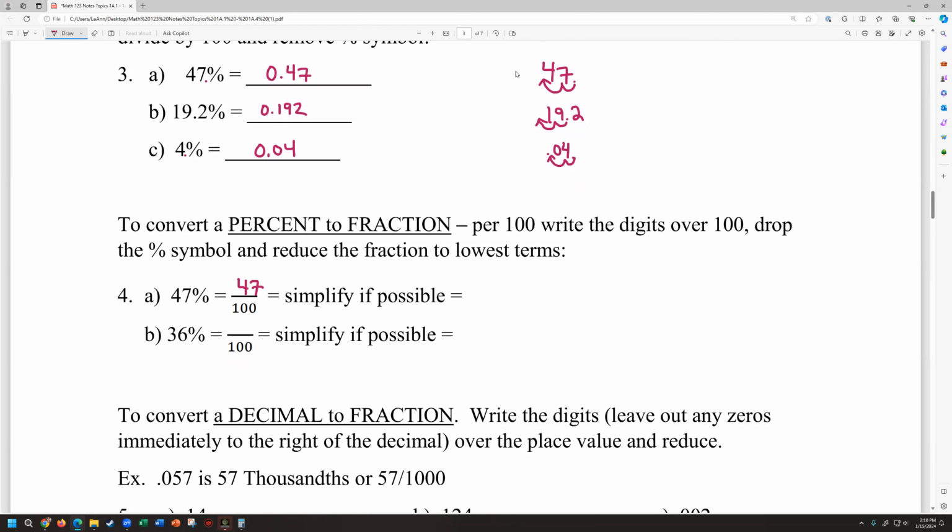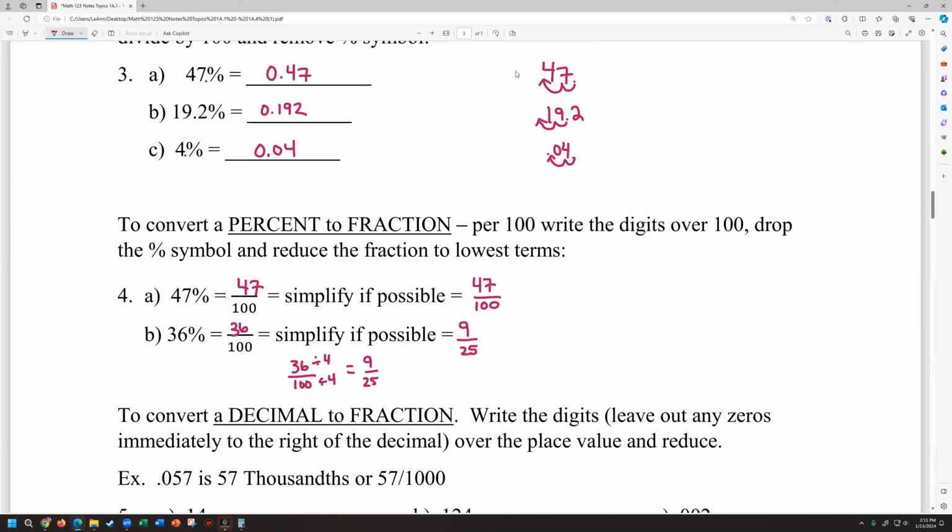So 47 over 100 is actually already reduced. There's nothing that goes into 47 that also goes into 100 as a factor. But if you put 36 over 100, that is reducible because they're both divisible by 4. Let's see if that's the biggest thing. 36 divided by 4 is 9. 100 divided by 4 is 25. 9/25 is as far as that reduces down.